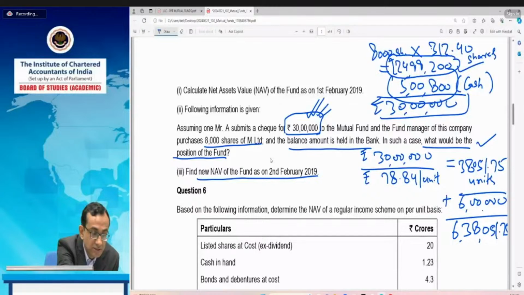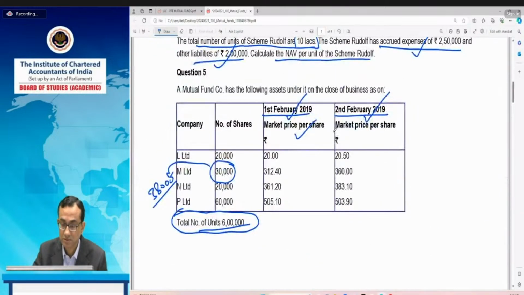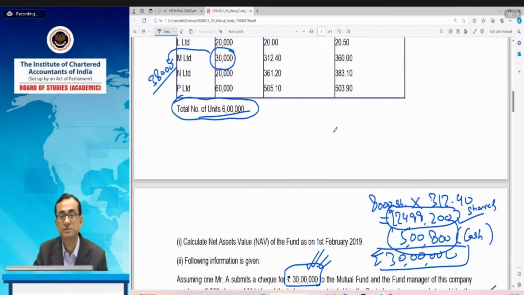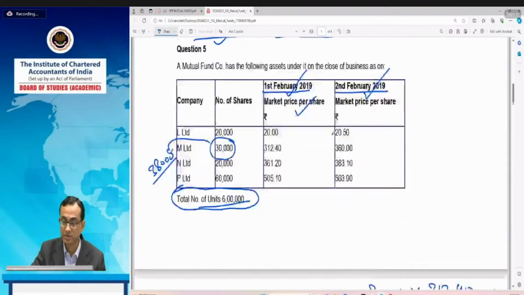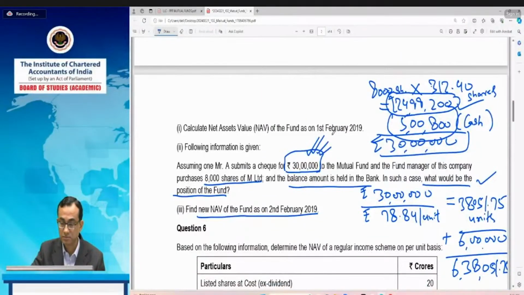Fine. So the answer is coming; most of the people have now arrived at the answer. Actually, the closing price of 1st February and 2nd February mentioned is different. For 1st of February, the market prices are given to you. The closing prices for 1st February and 2nd February are different. Okay. So any other question in which you need clarification?